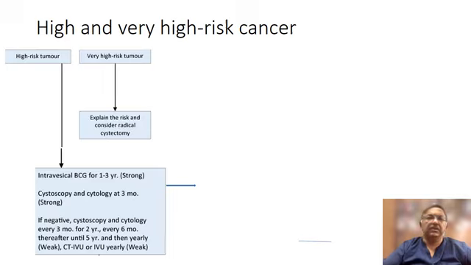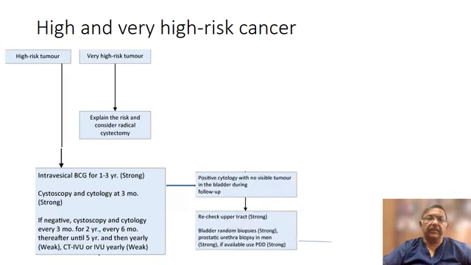in the initial stages. For high risk patients, intravesical BCG of 1 to 3 years is recommended. Cystoscopy and cytology at 3 months is also highly recommended. If negative, cystoscopy and cytology every 3 months for 2 years, then we move on to every 6 months evaluation until 5 years, and then yearly evaluation with CT or intravenous urogram to look for upper tract involvement.